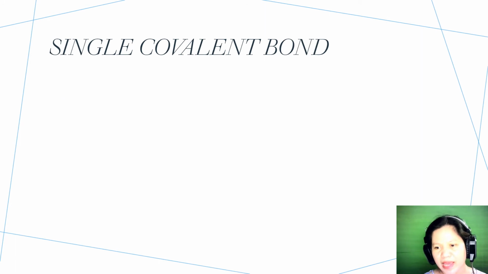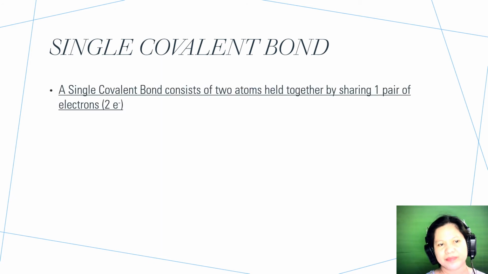So, in covalent compounds, meron tayong tinatawag na single bond, double bond, and triple bond. So, what about the single bond? Okay, a single bond consists of 2 atoms held together by sharing 1 pair of electrons. So, pag 1 pair, ibig sabihin, 2 electrons yun.